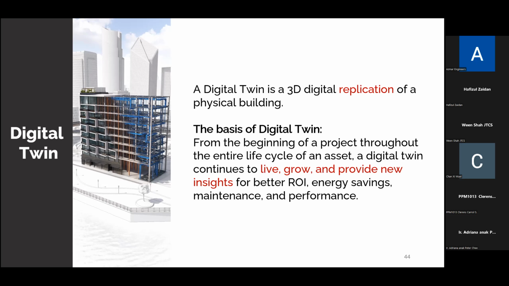Same as on site. So suddenly on site, you do a renovation, or suddenly in the factory, you add new equipment or a new machine. The digital twin, which is your digital model, shall be updated also. So that's why, as written here, the basis of digital twin is that the digital model must be live, must continue to grow, and can provide you insights and information so that you can maintain the building. You can have better ROI, and you can make sure the building performs at an optimum state. So this is tied with facility management.